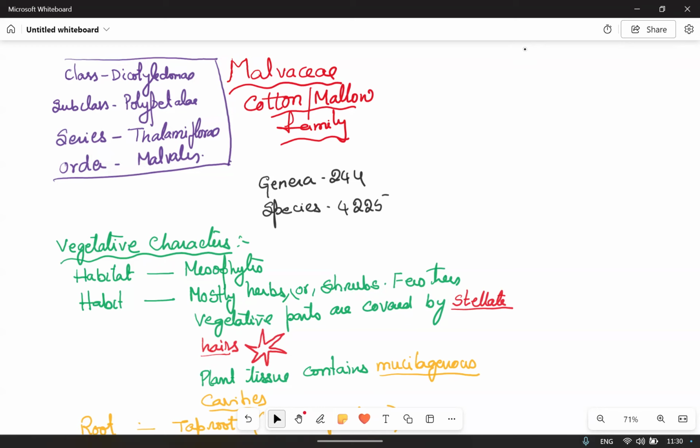According to Bentham and Hooker's classification, Malvaceae comes under class Dicotyledonae. Two cotyledons it has. It is a dicot plant. All the members of the Malvaceae have two cotyledons and free petals, so the subclass Polypetalae. Subclass Polypetalae means free petals. The series Thalamiflorae. Order Malvales. It consists of 244 genera and 4,225 species.